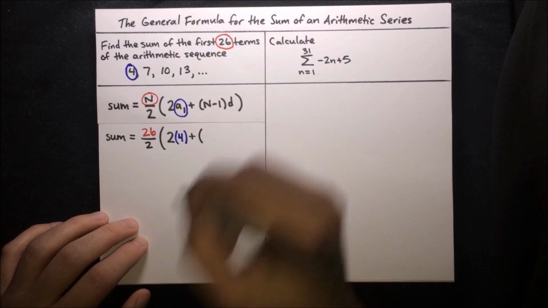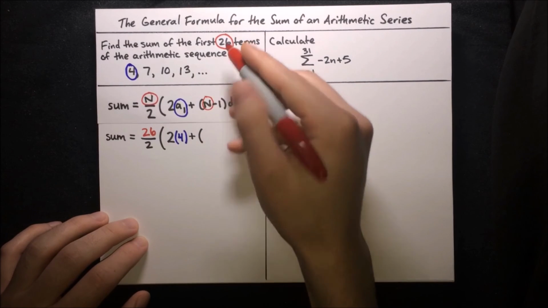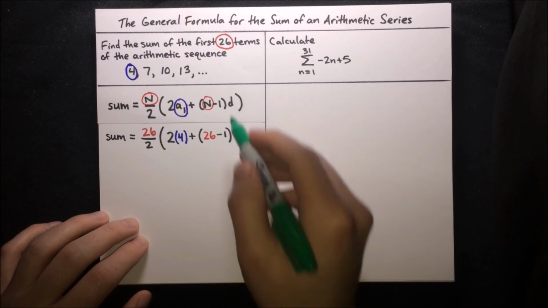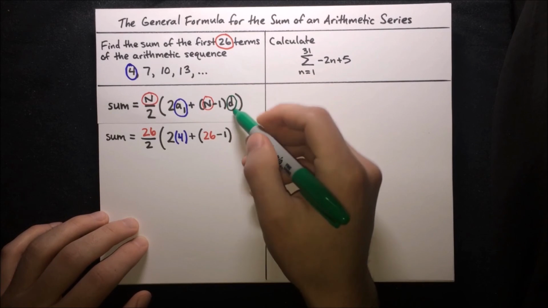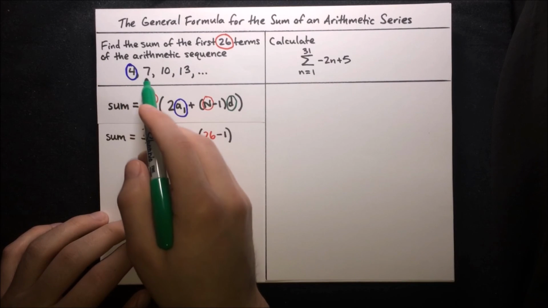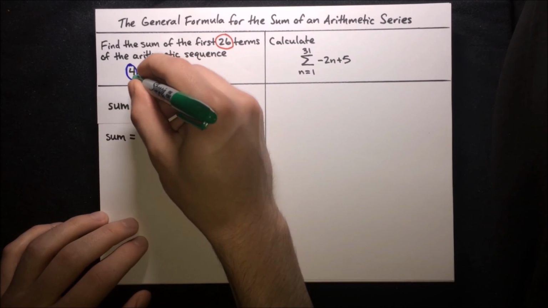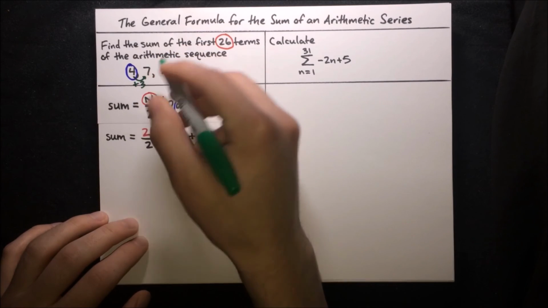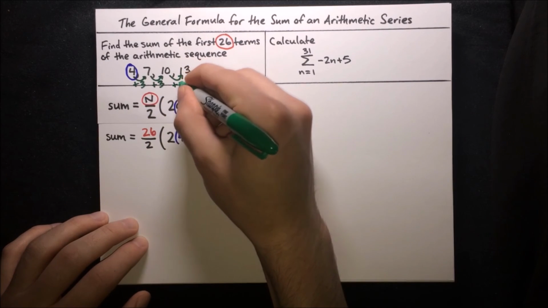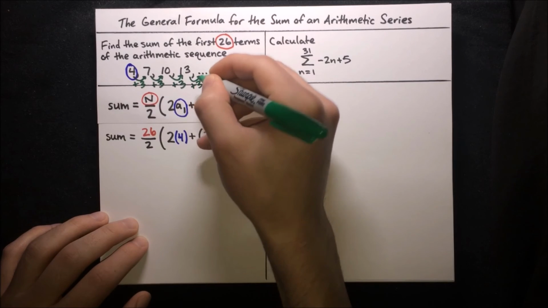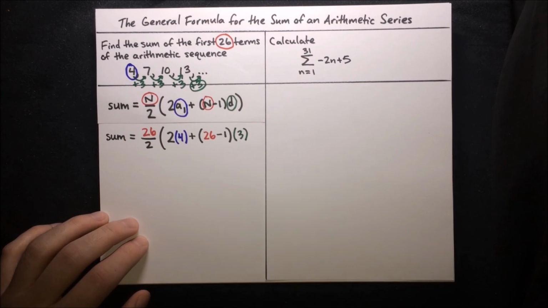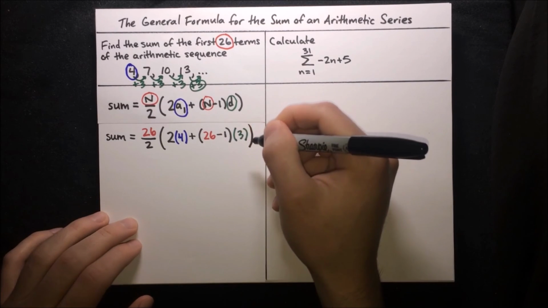plus n minus 1. n we already know is 26, so plug that in. So 26 minus 1 times the common difference. And what is the common difference? Well, we can tell that from this beginning bit of the sequence here. What are we adding to get from each term to the next term? Well, 4 plus 3 makes 7. And 7 plus 3 makes 10. 10 plus 3 makes 13. So on. Plus 3's all the way. So it's really plus 3. Plus 3 is the common difference, so times 3. Let's close our parentheses, and now we just have to compute this.